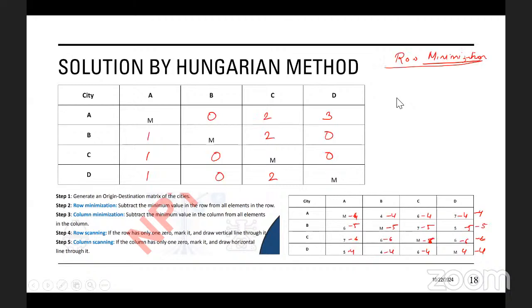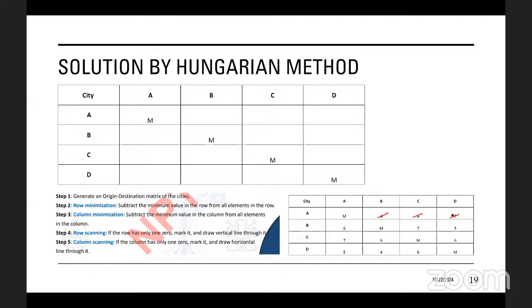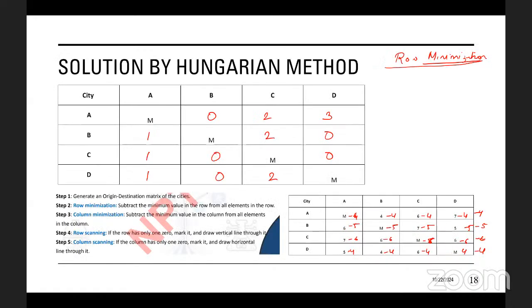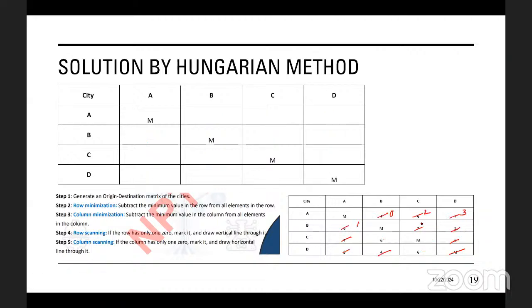So after row minimization, what matrix did we get? We'll just replace the values from here. Then it would be easy. So it will be 0, 2, 3. Then it would be 1, 2, 0. Then it will be 1, 0, 0. And next is 1, 0, 2. Okay. So now we'll see column A.